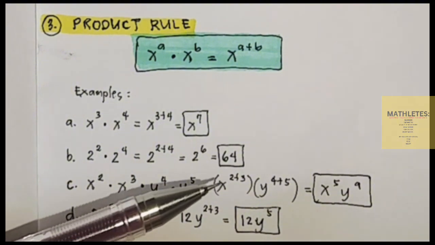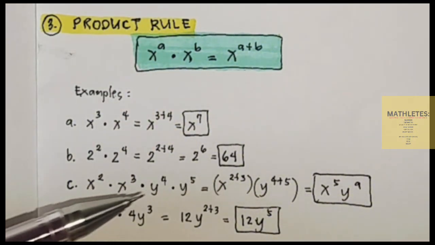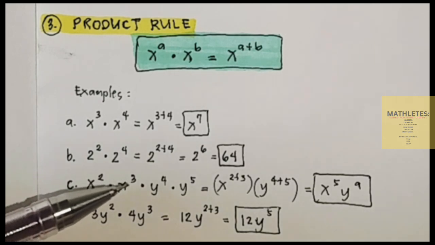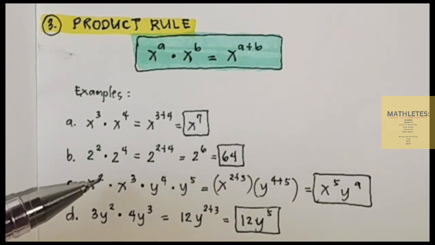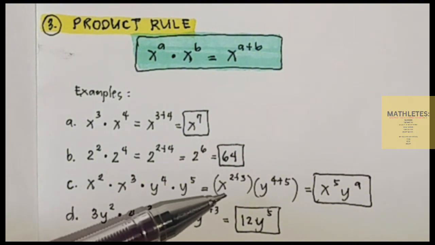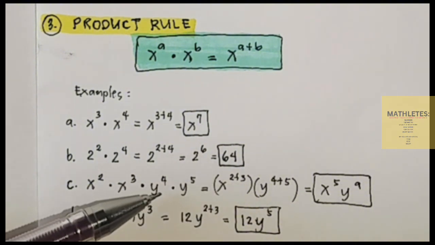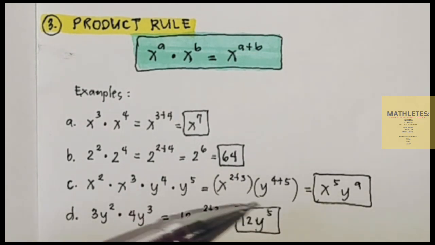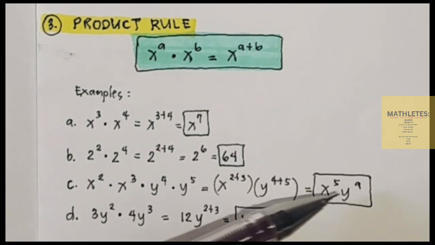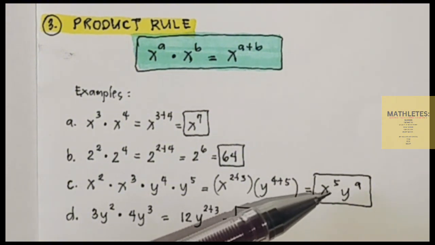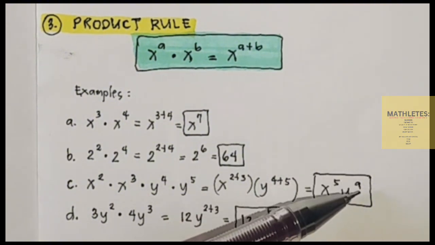All you have to do is combine the same base. We have two bases here, the x and the y. For the x, we have the exponents 2 and 3, so we combine that: x raised to the power of 2 plus 3. And for the y, we have 4 and 5. So the answer will be x raised to the power of 5, which is 2 plus 3, multiplied by y to the power of 4 plus 5, which is 9. So the answer will be x raised to the power of 5, y raised to the power of 9.